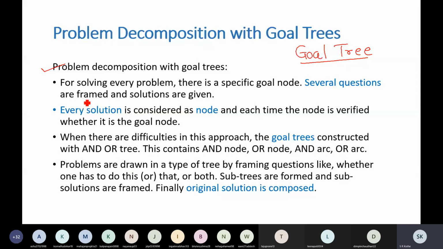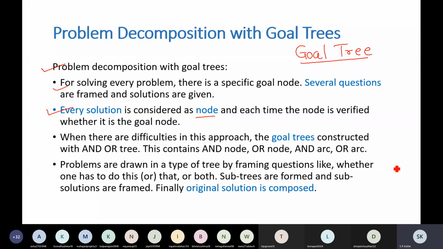We know that for solving a problem, we have to reach the goal. Several questions are framed and solutions are given. That means there are several different ways through which you can reach the goal. Every solution is considered as a node.